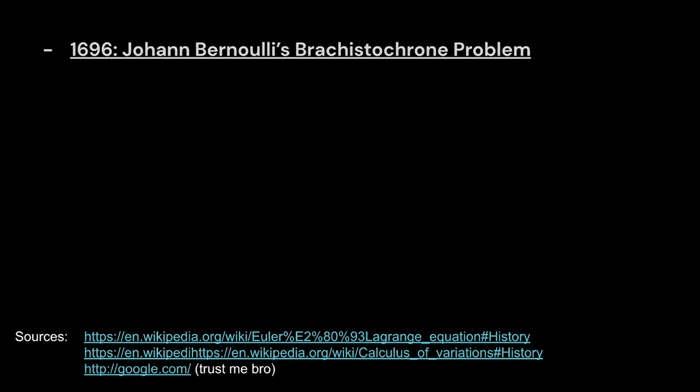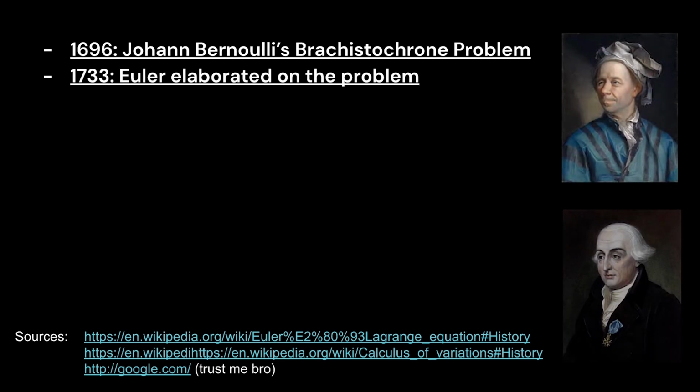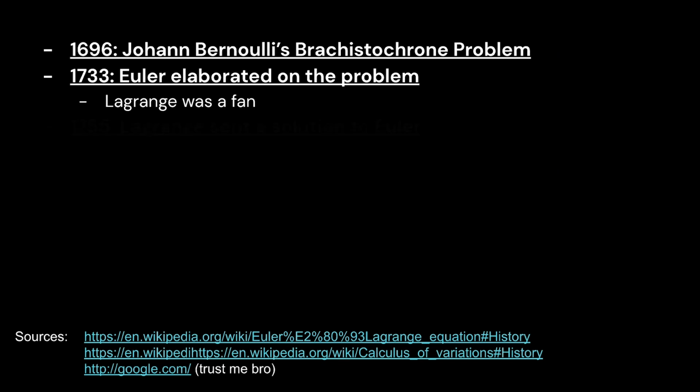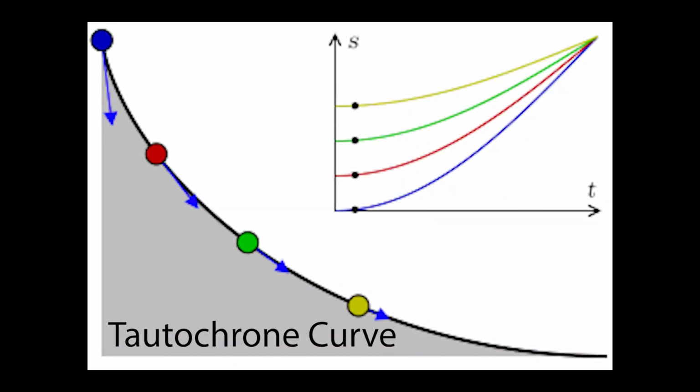Now let's take a quick look at the history behind this. It's called the Euler-Lagrange equation because, well, Euler and Lagrange worked it out. It started in 1696, when Johann Bernoulli posed the Brachistochrone problem, and a lot of people actually tried to solve it, but it was actually in 1733 when Euler elaborated on the subject. Lagrange, seeing Euler's work, was largely influenced by him. In 1755, Lagrange submitted his solution for a tautochrone curve, which is a curve that makes particles fall to a point in the same amount of time.